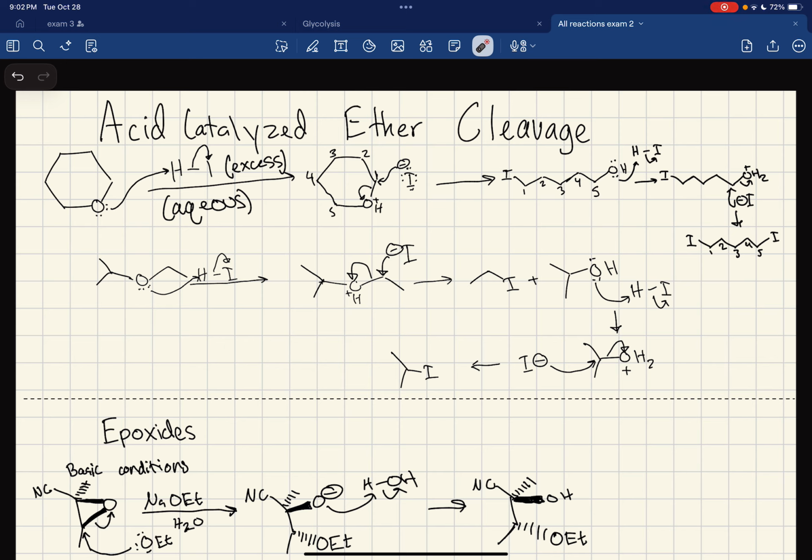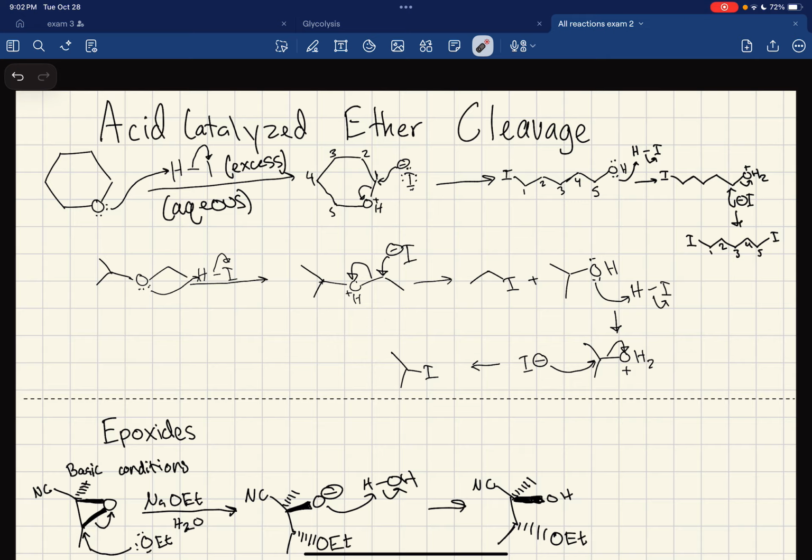So same exact thing happens. Oxygen attacks the acid, leaves iodine. Iodine comes in, nucleophilic attack, knocks that off. And because the HI is in excess, it's going to happen again, where the alcohol is protonated, and then the iodine comes in for a nucleophilic attack and forms that diiodo something.